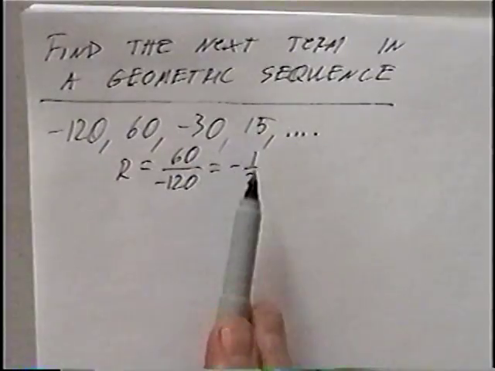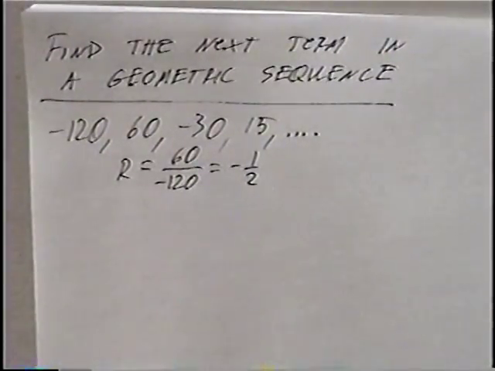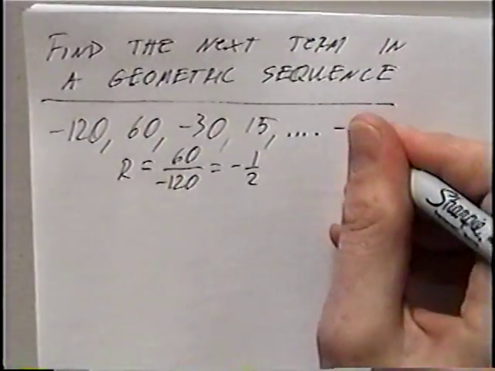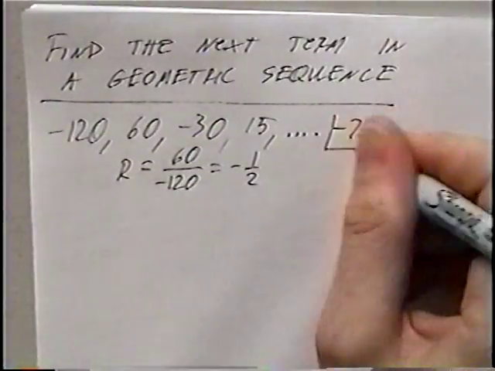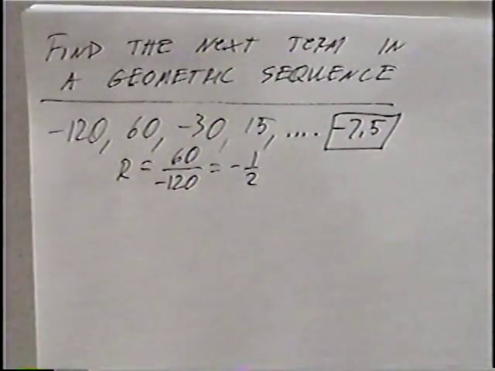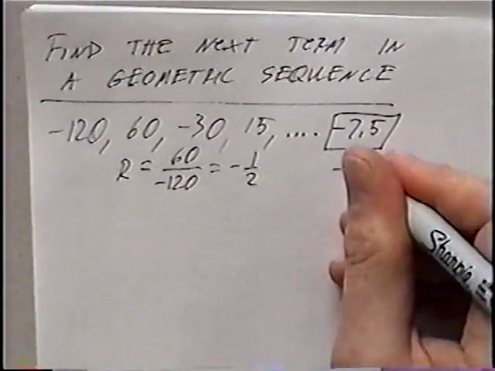So the next number is 15 times negative 1/2. If you put it in decimal form, that would be negative 7.5. You could also do negative 15 over 2.